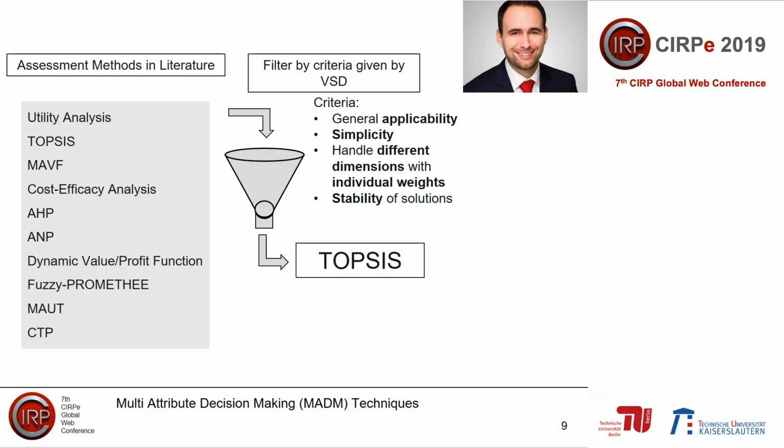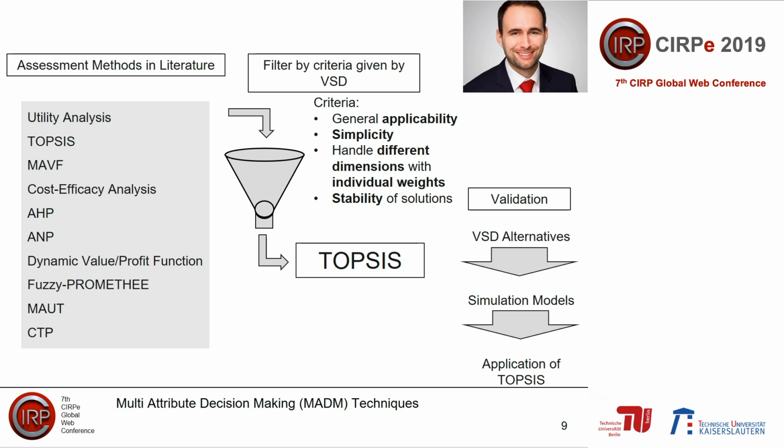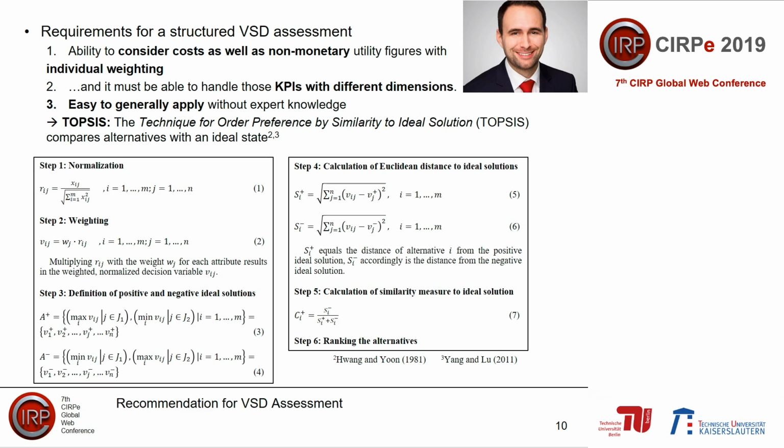We have some criteria given by our value stream design, which are, for example, the simplicity, handling of different dimensions with individual layers, and the stability of our solutions. And that way we've chosen TOPSIS as our first choice. To summarize the requirements of a structured value stream design assessment, we have to consider cost as well as non-cost utility figures within individual rating.